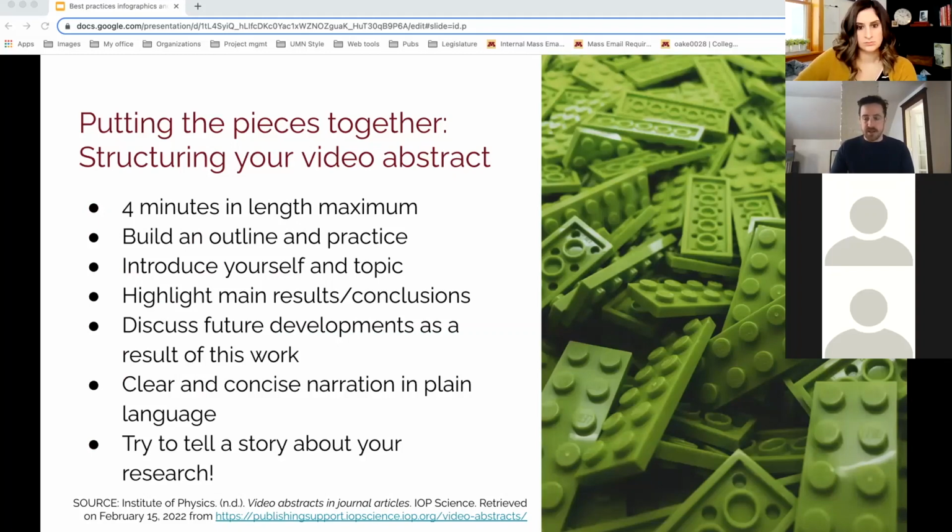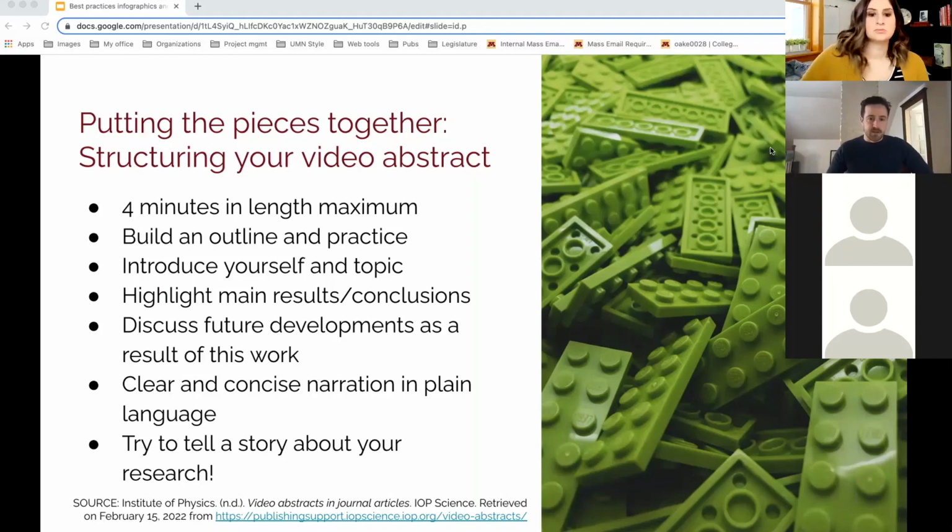Different journals, I think, have different guidelines, but from what I've been able to glean, they're generally anywhere between 3 and 5 minutes. Most ask for 4 as a maximum as well. It helps to build an outline and practice even before you start recording. If you have an outline and you rehearse it a few times, it's going to make it a little easier when you do push record.